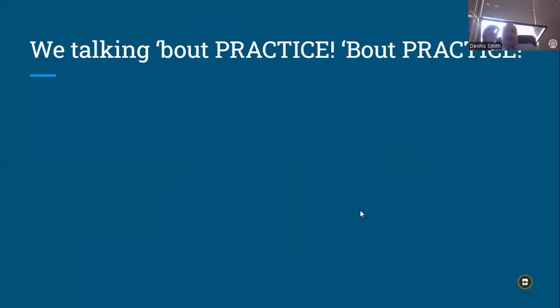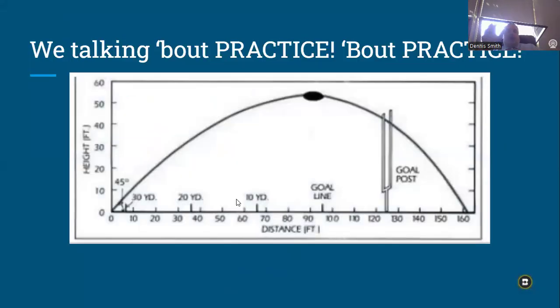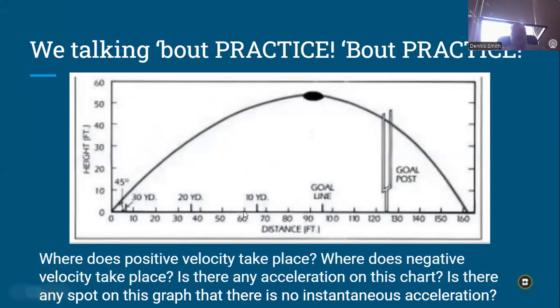Okay, so looking at this. So here we go. Where does positive velocity take place? Right here. Positive velocity is going to take place until this football reaches its apex. Okay, and the top spot is the apex. The reason we call it the apex is because it is the top, but it's also a spot where the ball for a microsecond will not be moving either left, right, up, or down. It comes to a complete stop.